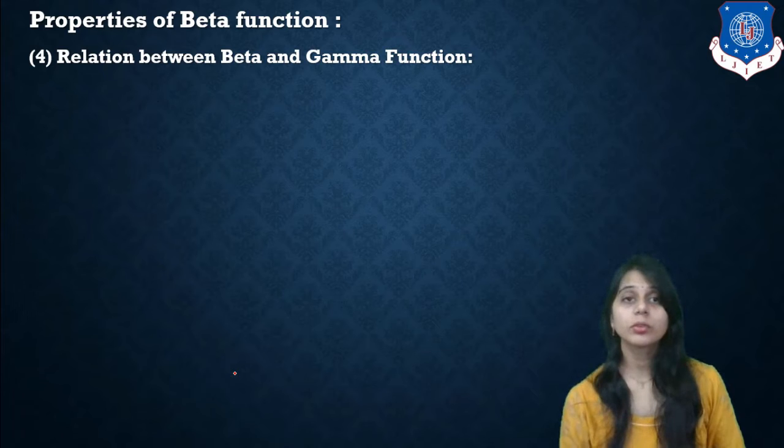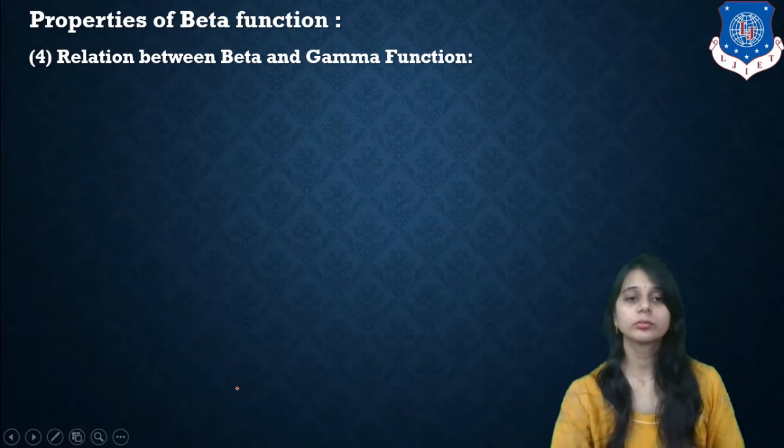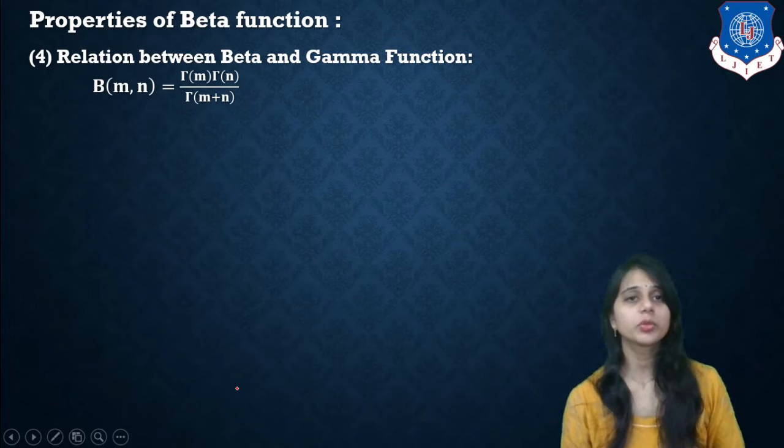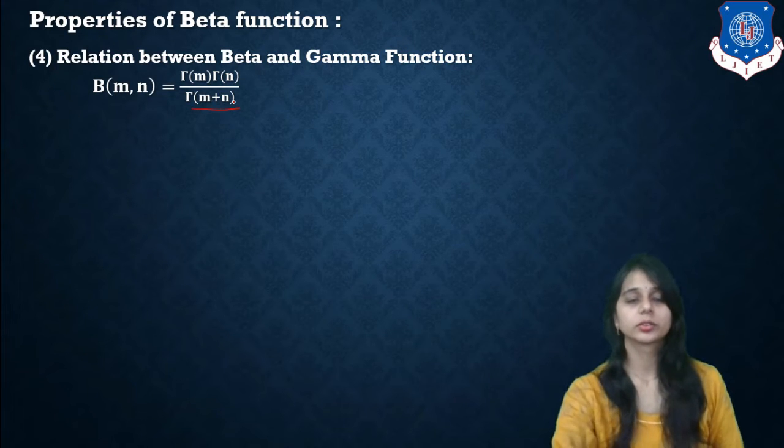Now the relation between beta and gamma function. The most important formula: beta(m, n) equals gamma m into gamma n upon gamma(m plus n).